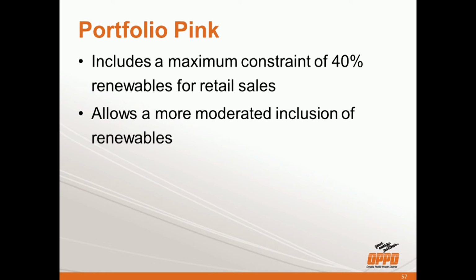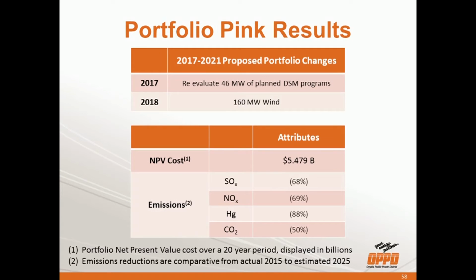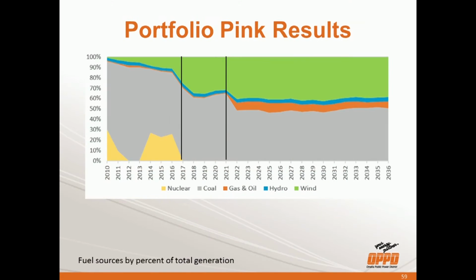So 2017, the last recommendation for 46 megawatts of demand-side management be evaluated, and then you only have in 2018 a recommendation of 160 megawatts of wind. The portfolio has an assumed net present value cost of $5.4 billion, and again, still decreasing emissions significantly. Here's what that looks like linearly over the study period. You can see the 5 years there in between the vertical black lines, and then through the end of the study period.